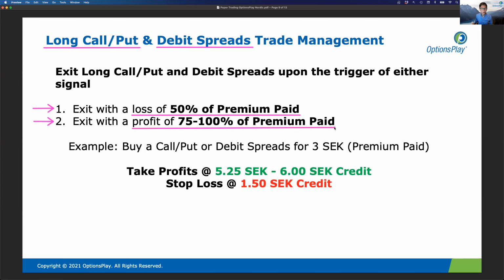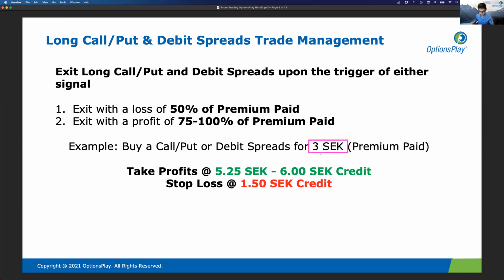So let's say you buy a call option or you buy a debit spread and you pay 3 crowns to get into that trade. What that means is that if you pay 3 crowns for something, and the value of that option that you've purchased, or the value of the spread that you purchased, declines down to $1.50.